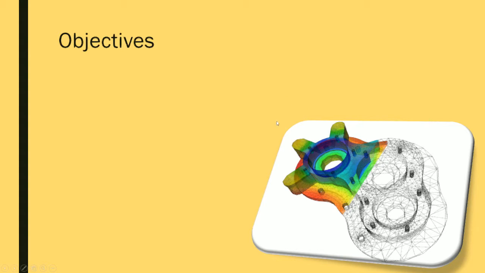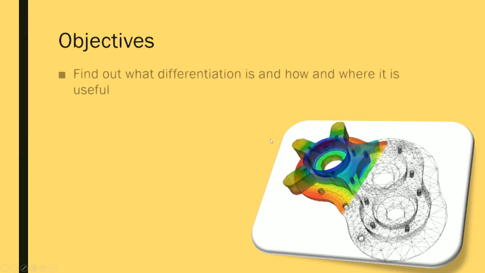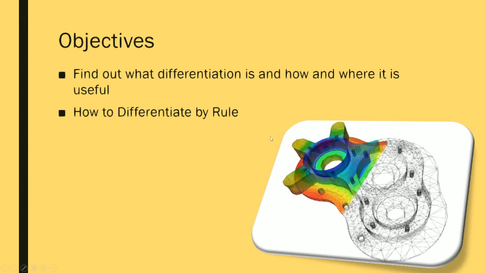The objectives of this short recap lesson are that we're going to find out what differentiation is and how and where it is useful, how to differentiate by rule, and find the gradient at any given point.